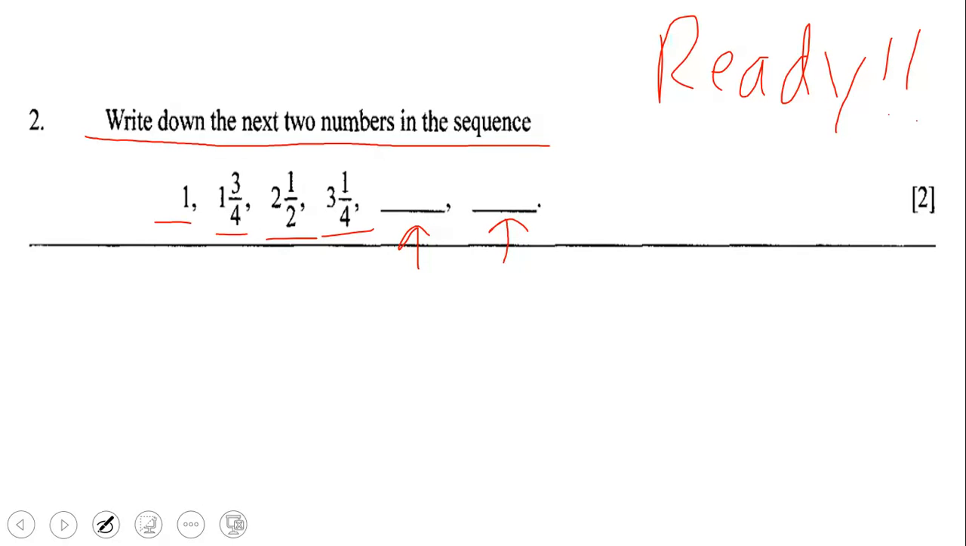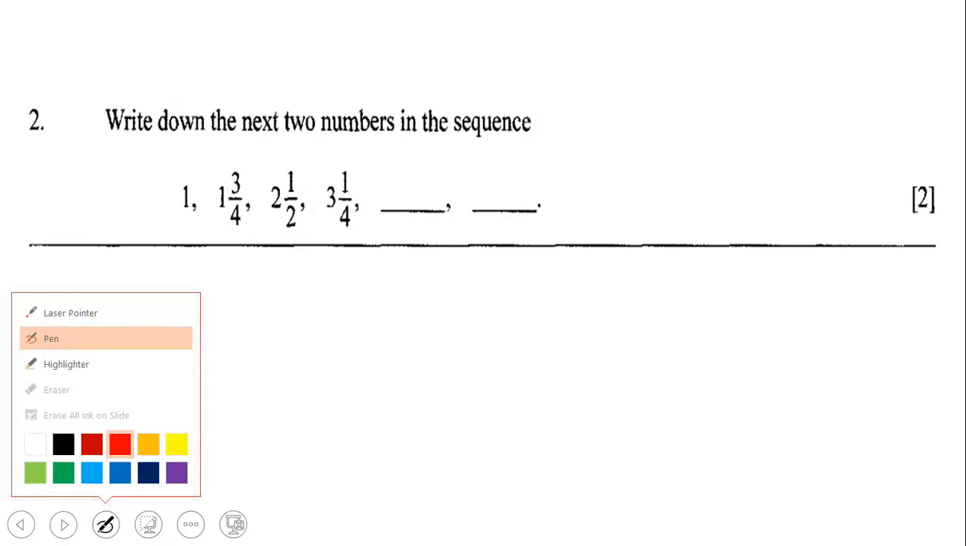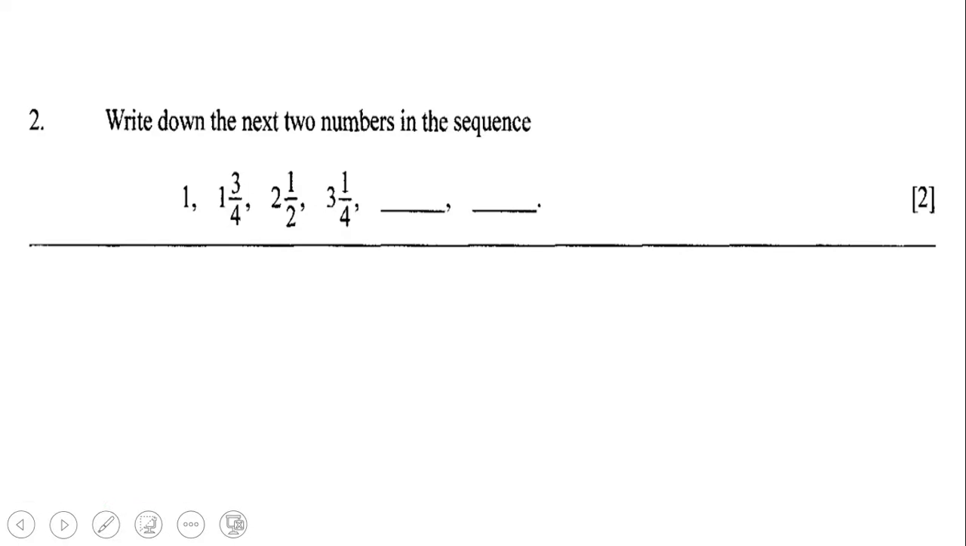Before we approach this question together, I'm going to give you an opportunity to attempt the question on your own. So please pause the video, attempt the question on your own, and I'll see you on the other side of the pause. Okay, now that you have attempted the question on your own, let us consider the question together.